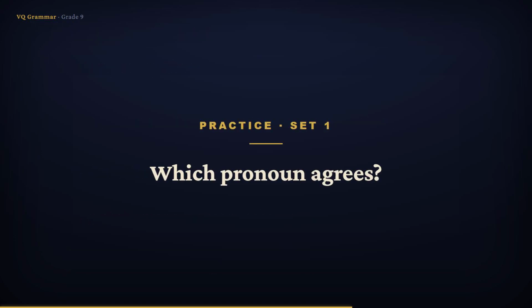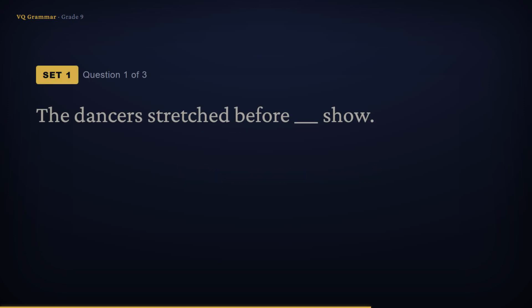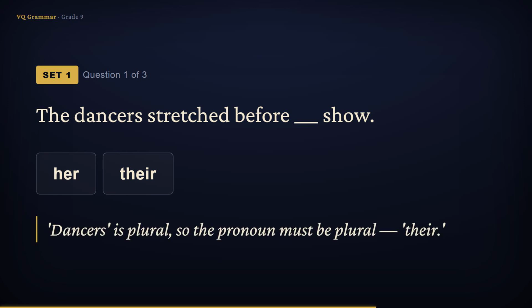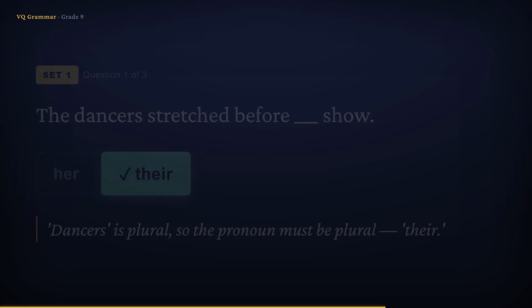Let's practice. In this first set, I'll give you a sentence with the pronoun missing, and you choose the one that agrees with its antecedent, in number and in gender. Find the antecedent first, then decide. Pause the video and try each on your own before I reveal the answer. The dancers stretched before blank show. The antecedent is dancers. That's plural, a whole group. So the pronoun has to be plural too. Her would only cover one person, so the answer is their.